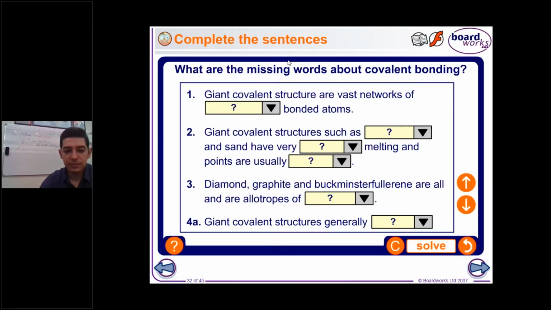For example, there are some questions here. Again, you can practice by yourself too at home. Giant covalent structures are vast networks of covalently bonded atoms. Giant covalent structures such as diamond and sand have very high melting and boiling points and are usually hard. You can easily try these at home, and after you have solved them, you can check whether your answer is correct or not.